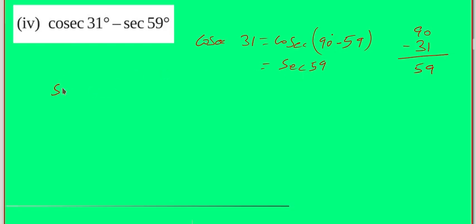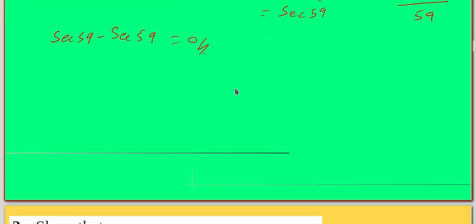So secant 59 minus the second term, which we keep as it is, secant 59. Both are the same. If we subtract, the value is 0. Next question.